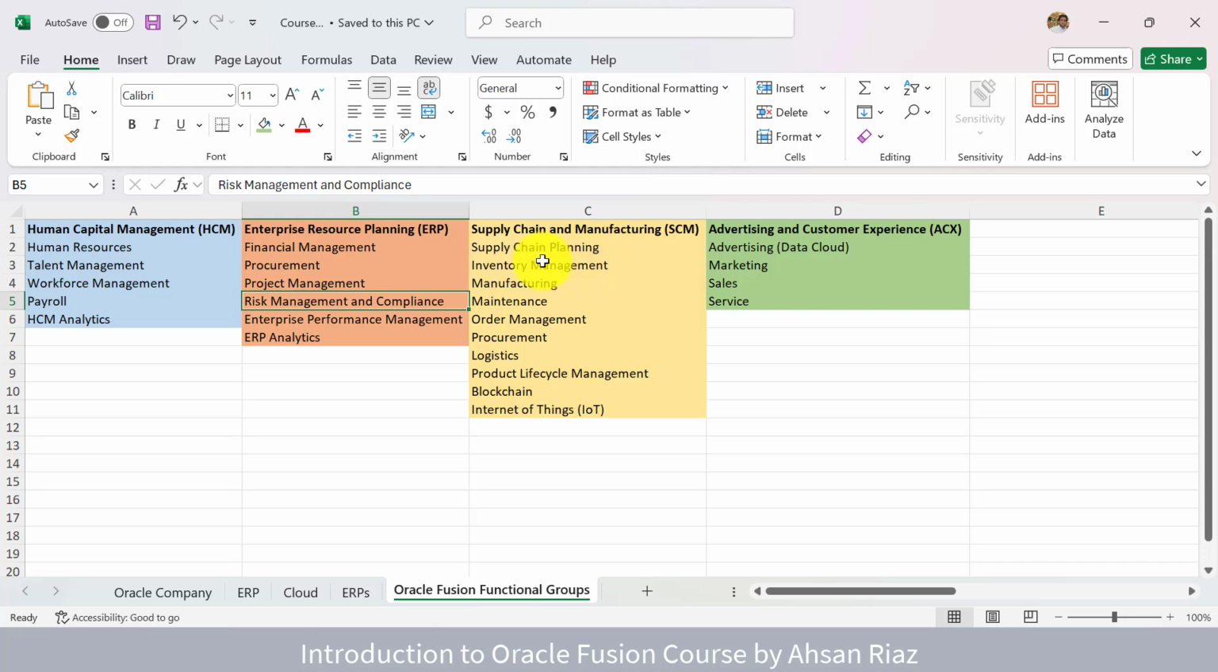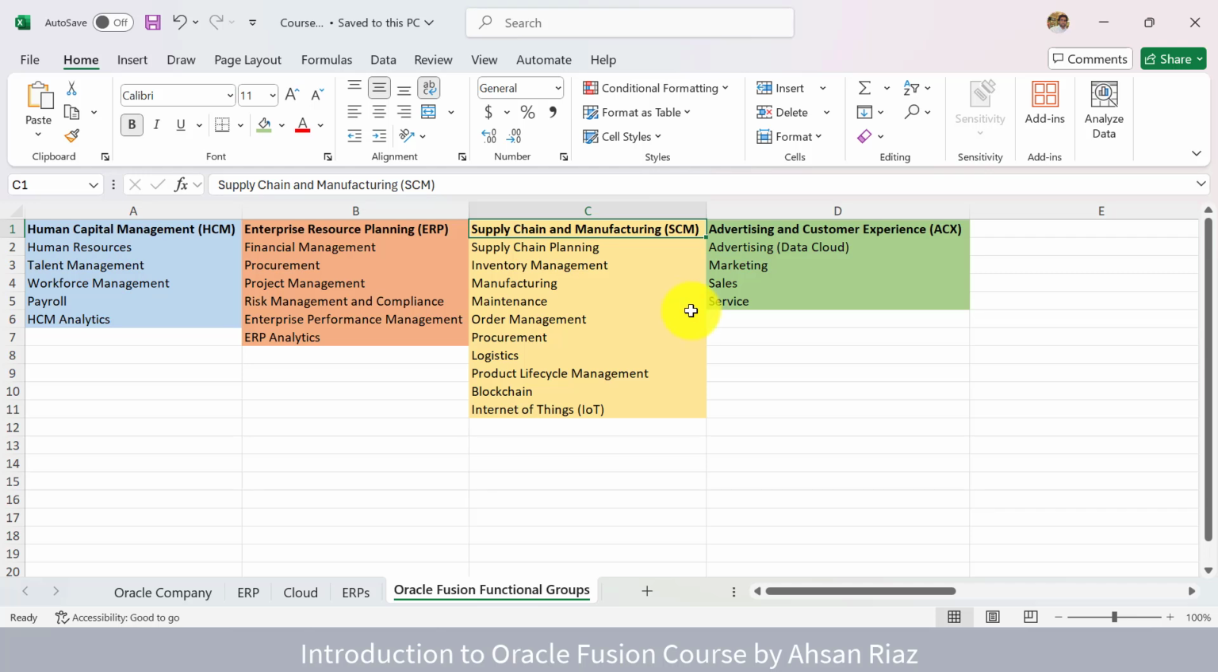And then we have SCM. It's called supply chain and manufacturing. As its name suggests, it's mostly to do with inventory, logistics, procurement, the procure to pay cycle, logistics, and also modern technologies are introduced now in Fusion, like blockchain and Internet of Things. So mostly anything to do with logistics and supply chain, this module is called the supply chain module, SCM, supply chain and manufacturing.